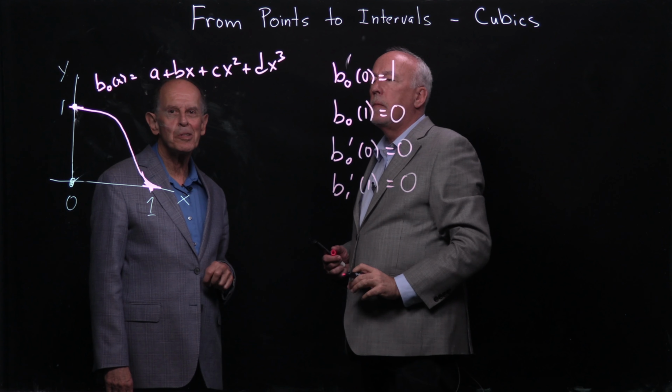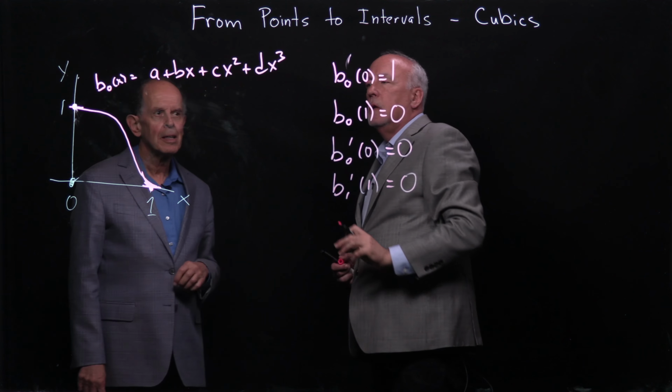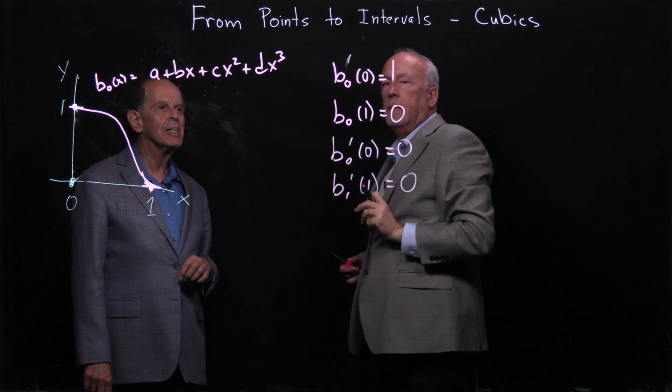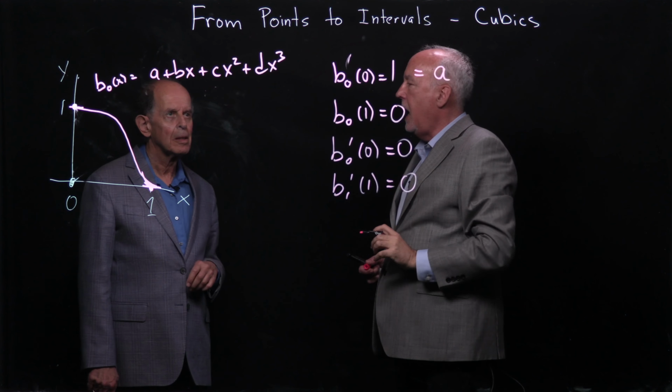Oh, great. So this should be easy to write down now. So if I look at that, if I plug in x equal to 0, what do I get? I get a equal 1. Isn't that great? Now we know what a is. A is 1.